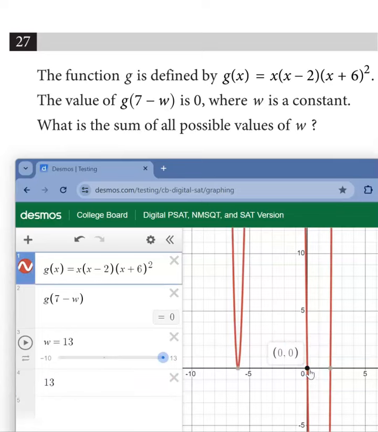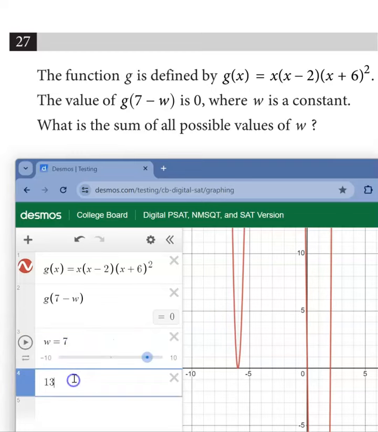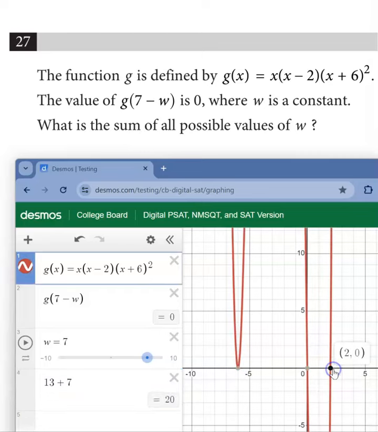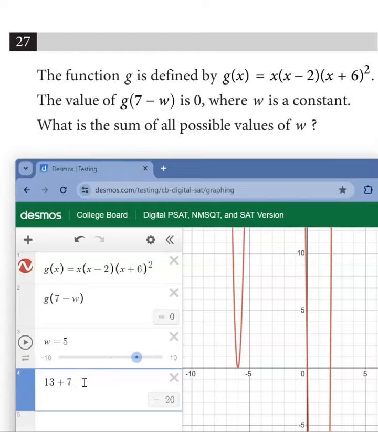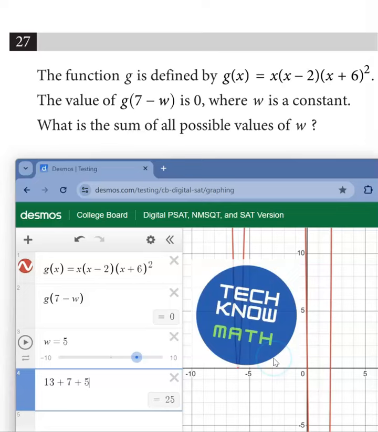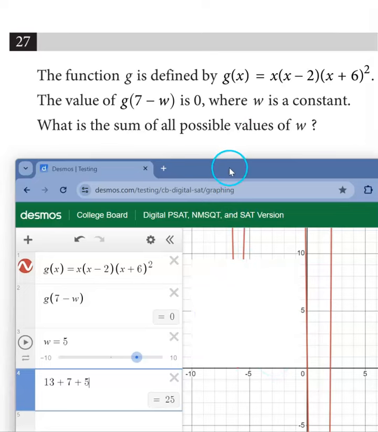Okay, the next value is 0, so 7 minus 0 would be 7. So notice it says 0, so we are going to use 7. And then the last value was 2. So 7 minus 2 is 5. So notice I put in a 5 and it came out as 0. So the sum of all possible solutions, there's only 3 of these, is 25. So the answer to the question is 25.